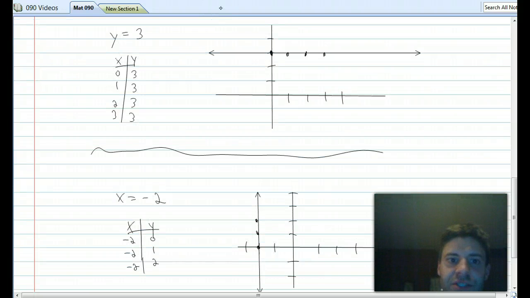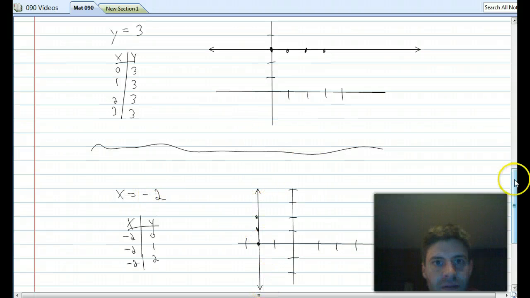So here's the rule. Whenever you have an equation, y equals some number, it's always the equation of a horizontal line. Whenever you have an equation, x equals some number, it's always the equation of a vertical line. This video is pretty short. Let's get you your quiz.